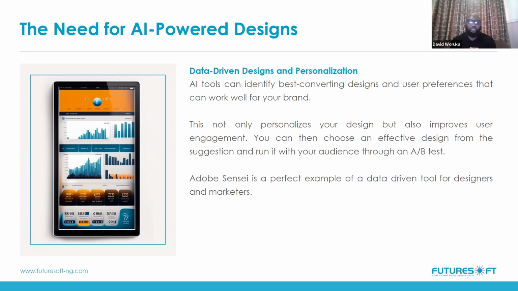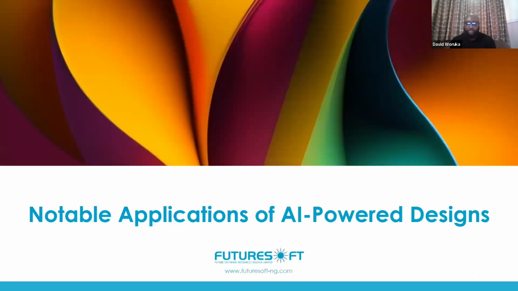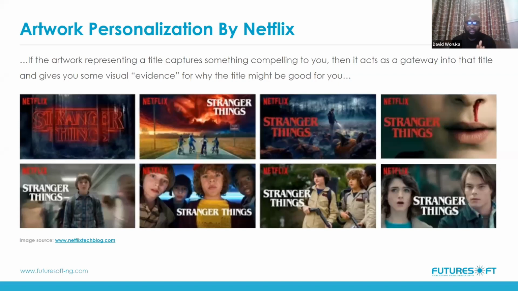And then talking about personalization and Sensei, I'm going to talk about some of the cases where we've seen this play out, which is the artwork personalization by Netflix. Similar to what a tool like Adobe Sensei does, Netflix has independently incorporated this algorithm into their system, and this text I have above is an excerpt from the Netflix technology blog, which says, if the artwork representing a title captures something compelling to you, then it acts as a gateway into that title and gives you some visual evidence for why the title might be good for you.